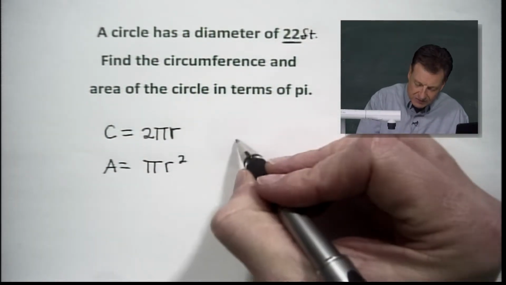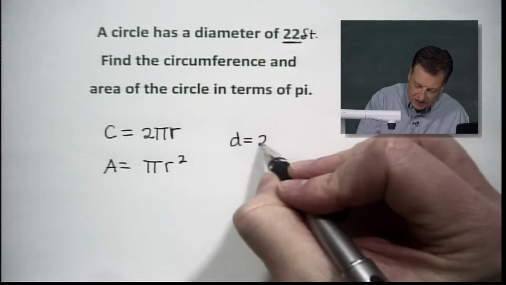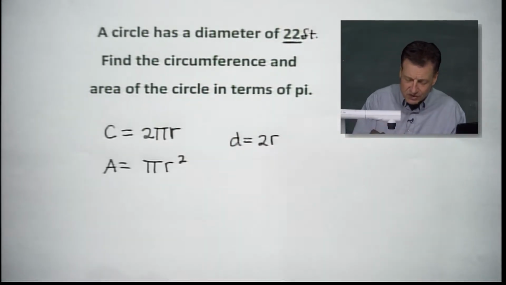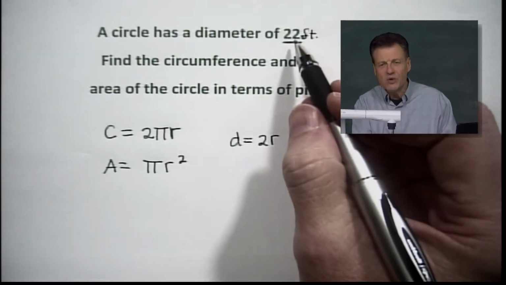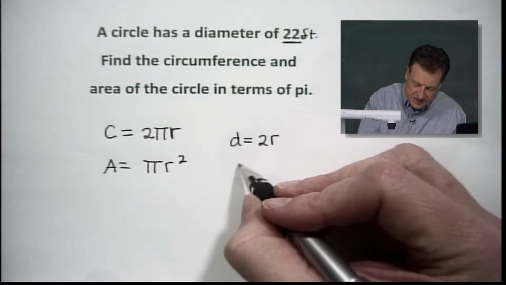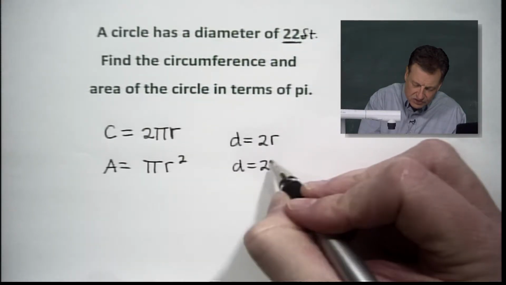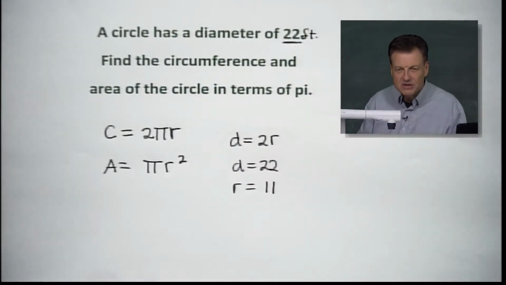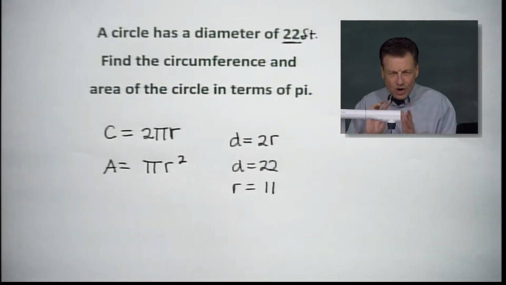Now, let's remember something else. One other quick rule. The diameter is equal to 2 times the radius. So in this case, I'm telling you the diameter is 22, so this tells me the R. If the diameter equals 22, then my radius is going to be half of that, which is 11. So we give you pretty easy numbers to work with here.